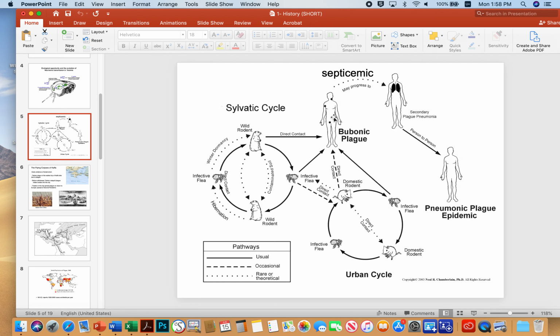Whereas bubonic plague is not spread person-to-person. And septicemic plague is not spread person-to-person. So only when the bacterium concentrates in the lungs can it be spread person-to-person.